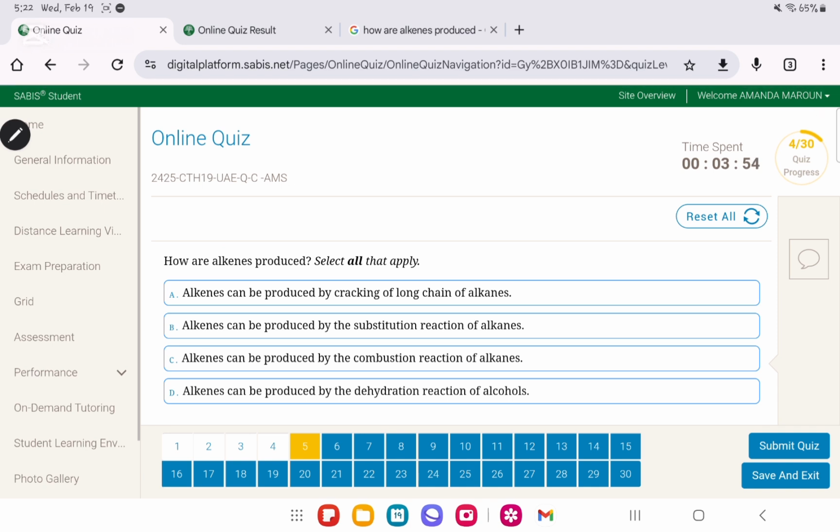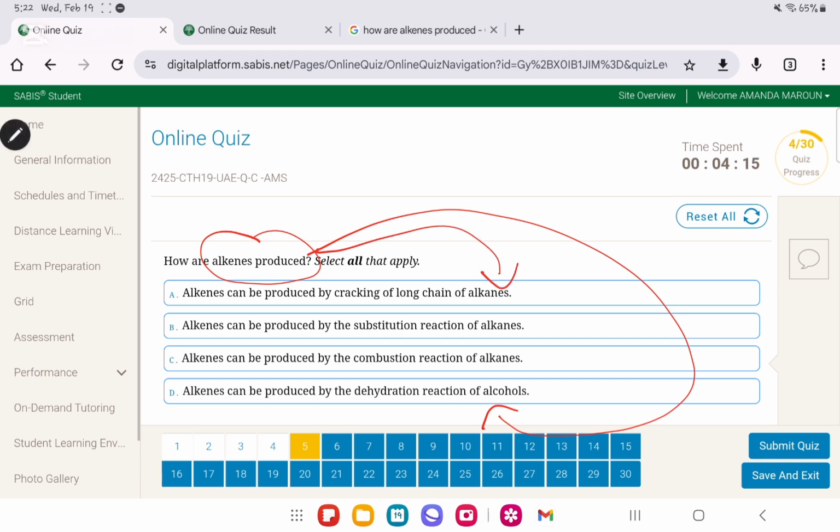We move on to question number 5. How are alkenes produced? Now, alkenes are produced in the book. They gave us 2 definite ways about how alkenes are produced. They are either produced by the dehydration of alcohols. So remember that dehydration of alcohols produce alkenes, or the cracking of chains of alkanes.